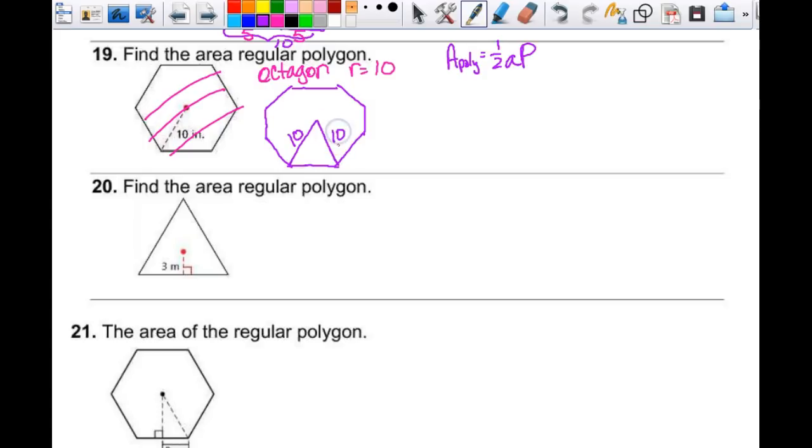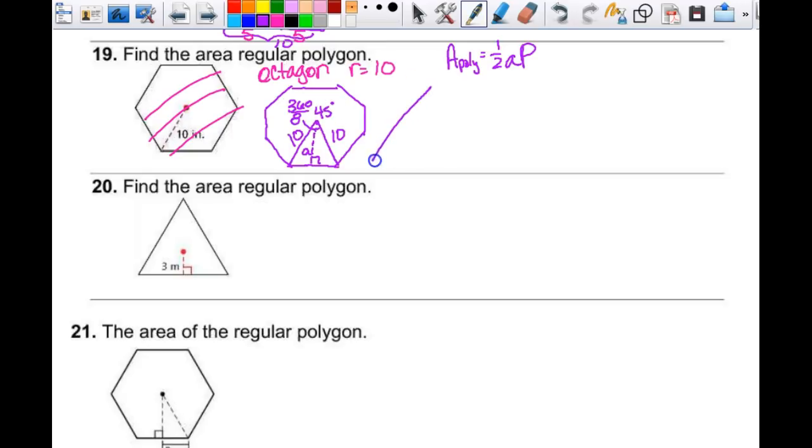So this is 10 and 10. So I'm going to take, and this is my apothem. Then I need to find this angle here, which is going to be 360 divided by 8. Half of 360 is 180. Half of 180 is 90, so that's dividing by 4. Then divide by 8. You do it again, and you get 45. So your central angle is 45 degrees.